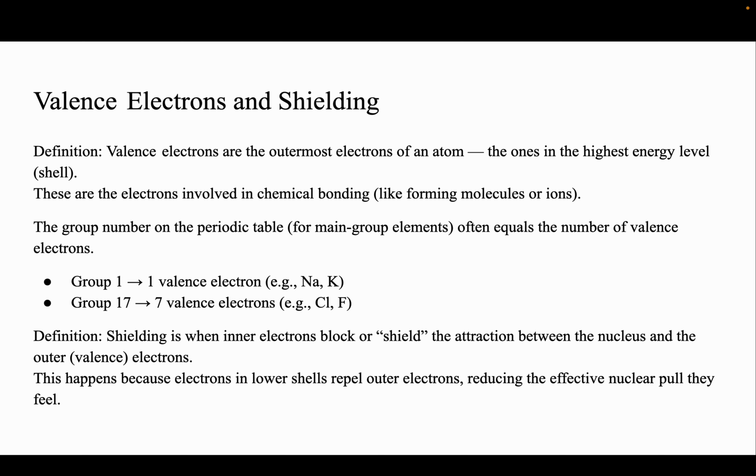And shielding is when the core electrons, or the electrons in between the nucleus and the valence electrons, shield or block the attraction between the nucleus and the outer valence electrons, since we know that protons attract electrons and protons are in the nucleus, and obviously electrons are in the energy levels outside of the nucleus. So shielding, again, is when the core electrons block the attraction between the nucleus and the valence electrons. And this happens because electrons in lower shells repel outer electrons, reducing the effective nuclear pull they feel.